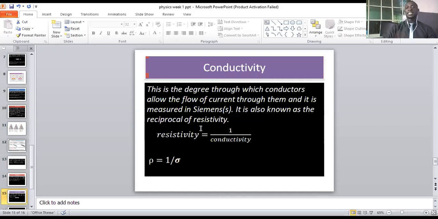Conductivity is the degree by which a conductor allows the flow of current through it. The relationship between resistivity and conductivity is that resistivity equals 1 over conductivity. That is, the reciprocal of conductivity is resistivity. The inverse of conductivity gives the resistivity.